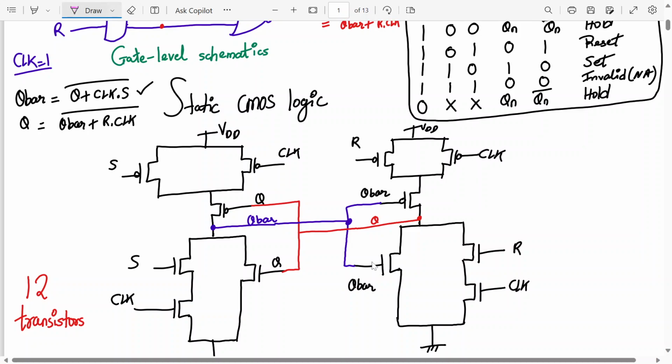Now let us check one more condition, when the clock becomes 0. Now this is 0, this is 0, clock is 0. When the clock is 0, irrespective of S and R, it will hold the previous state. So let's say S and R are both 1. Does it matter? Now tell me, what should Q be and what should Q bar be?